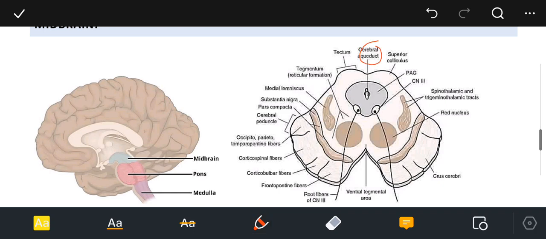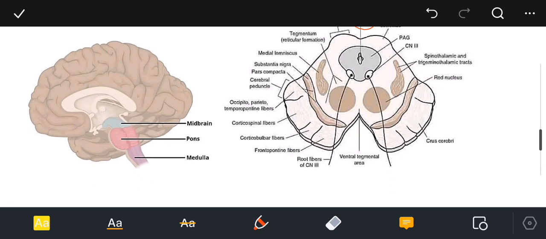The other finding that will tell you that it is midbrain will be the cerebral peduncles or crus cerebri. And the most important thing, substantia nigra, the dark thing like this thing and this thing. So these things can lead you to midbrain.